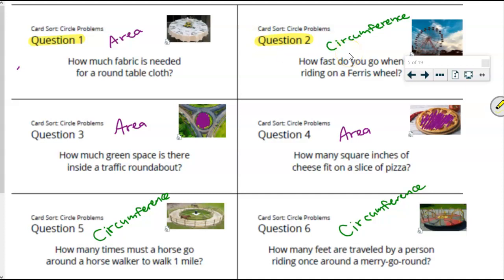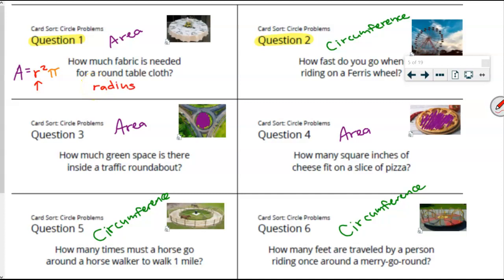Question 1 says how much fabric is needed for a round tablecloth. We already decided that that's area. So knowing that this is an area problem, let's think about the information we need in order to calculate area. In other words, what's the formula for area of a circle? The area of a circle is equal to the radius squared, which is then multiplied by pi. So if I need to be able to answer this question, the information that I'm missing is the radius. I need to figure out what the radius is.